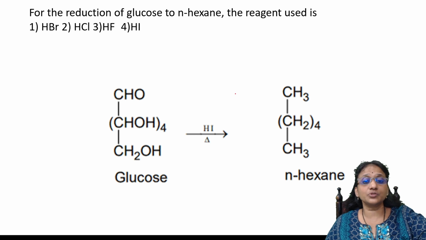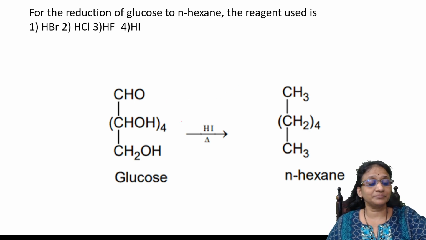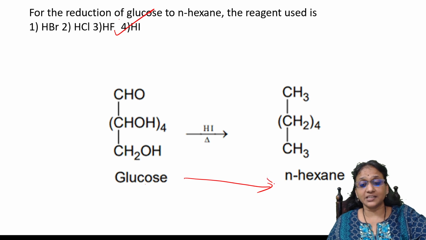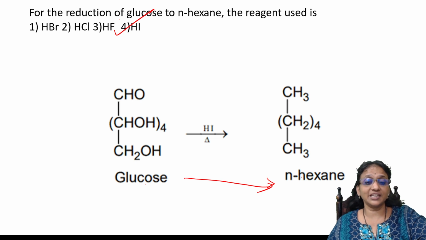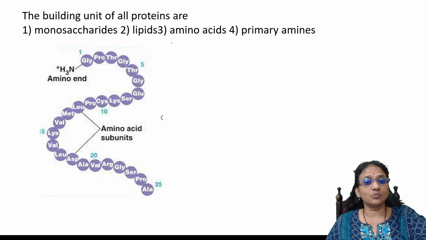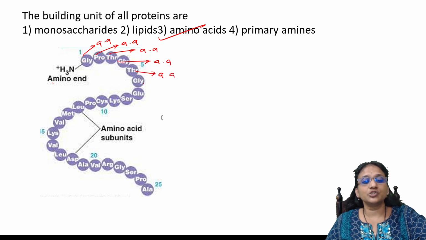Next question. The reduction of glucose to n-hexane, the reagent used is what? Whenever you want to convert glucose to n-hexane, the reagent which I use is HI. Okay, HI is a better leaving group. It will convert glucose to the long chain or normal chain hexane. Easy. Next question. The building unit of all proteins are what? Amino acids. See here, all the proteins are made of amino acids attached in a sequence. So proteins are sequences of amino acids.